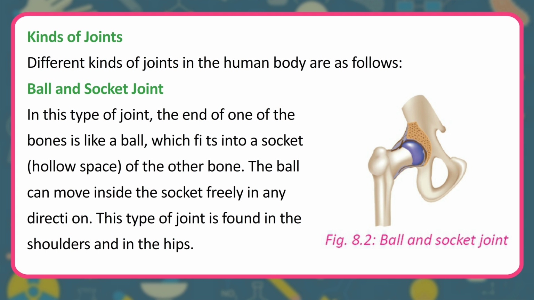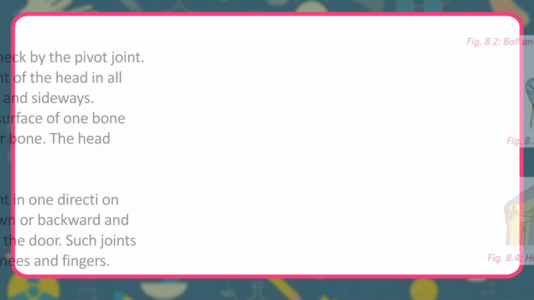Ball and socket joint. In this type of joint, the end of one of the bones is like a ball, which fits into a socket, a hollow space, of the other bone. The ball can move inside the socket freely in any direction. This type of joint is found in the shoulders and in the hips.